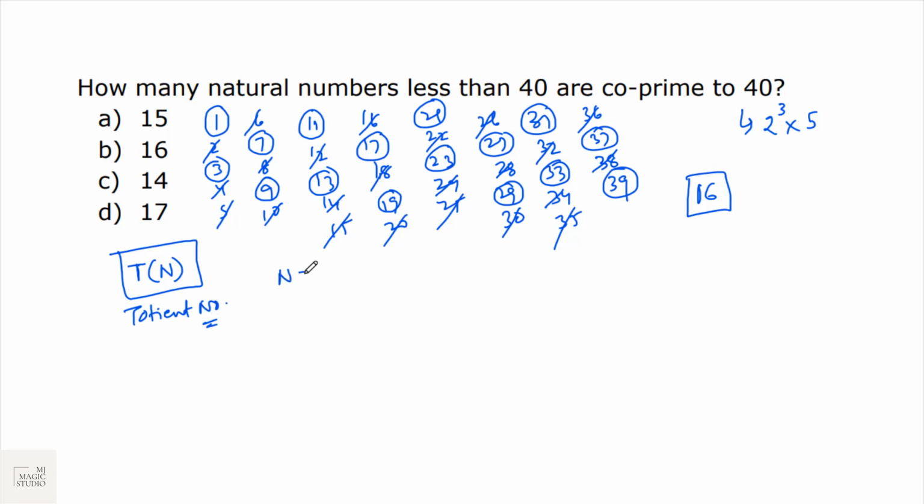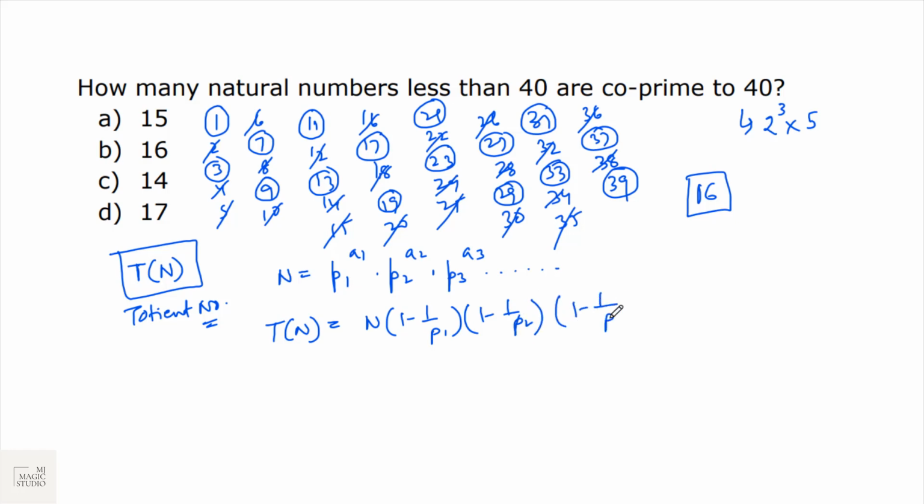Formed by Euler. Now, suppose n can be written as p1 to the power a1 into p2 to the power a2 into p3 to the power a3, where all p's are prime factors. Then the totient number of the given number is n into (1 minus 1 by p1) into (1 minus 1 by p2) into (1 minus 1 by p3) and so on. Once we have the totient number, you will see that the answer to this particular question is nothing but the totient number only.